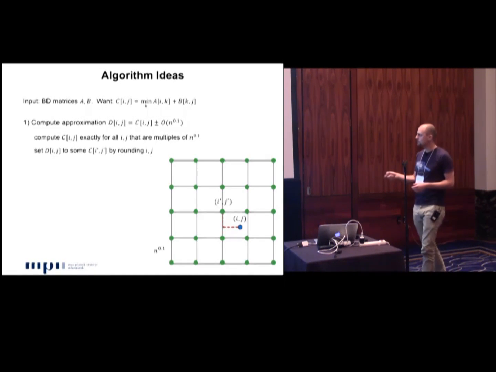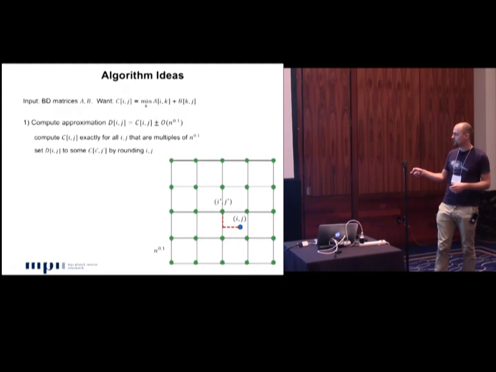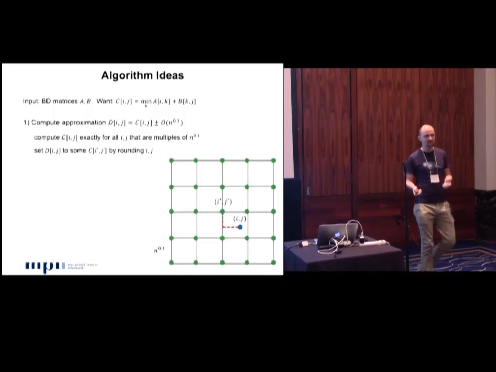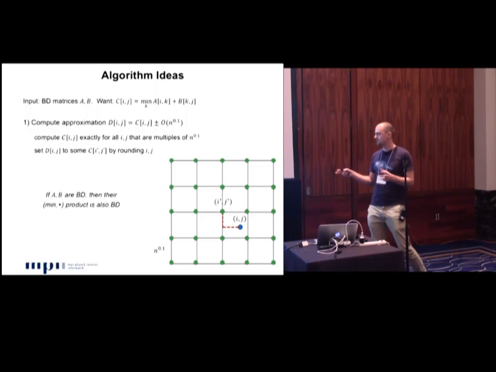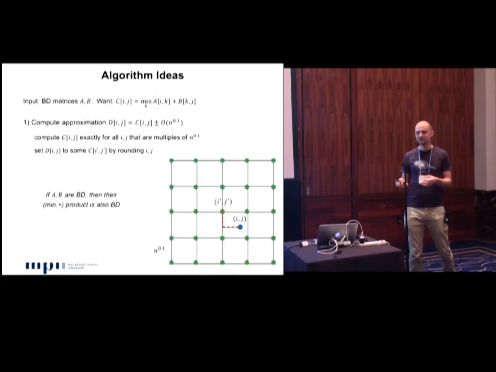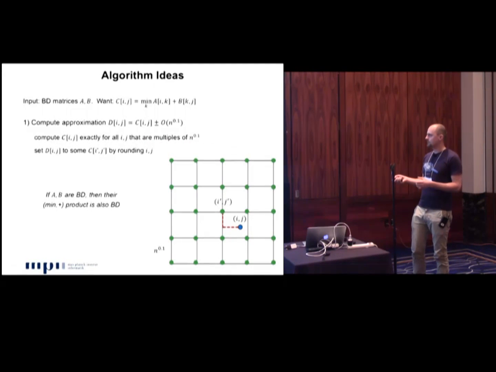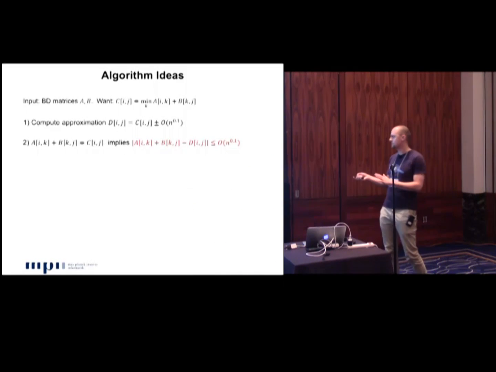And then for each other entry, you round it to one of the closest green entries, and for the D matrix, you just use this computed value. And because you can walk from here to here using only n to the 0.1 steps, and we have bounded differences, these two numbers are close enough. And here we're really using the simple fact that if A and B have bounded difference, then also their min plus product has bounded differences. There are different ways of implementing this step, and this is just one possibility.